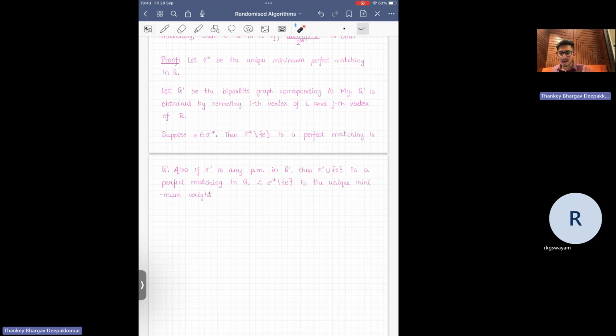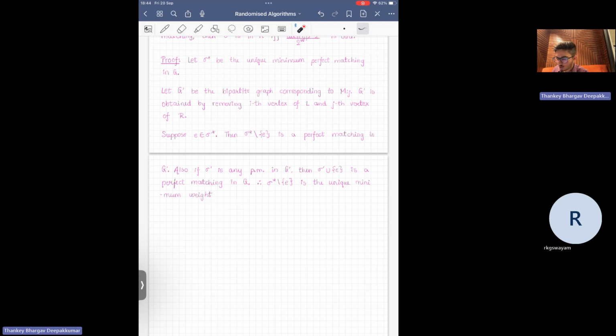Sigma prime maps L minus I to R minus J, right? So when I add ij, it has to be a perfect matching. So we are not just removing the edge ij, we are removing I and j both. That's crucial. If we were just removing ij, you would be right, it wouldn't be a perfect matching, because I and j are still present in the graph, so the smaller perfect matching still has to match them. This is because sigma prime has a smaller size, n minus one.